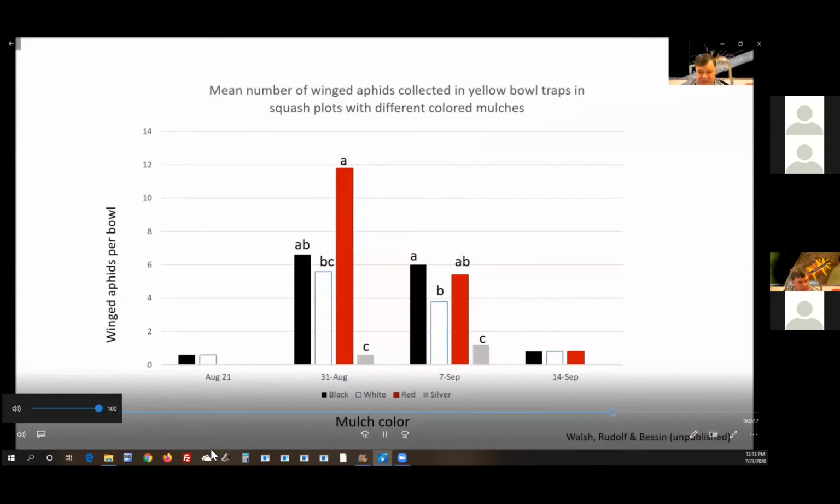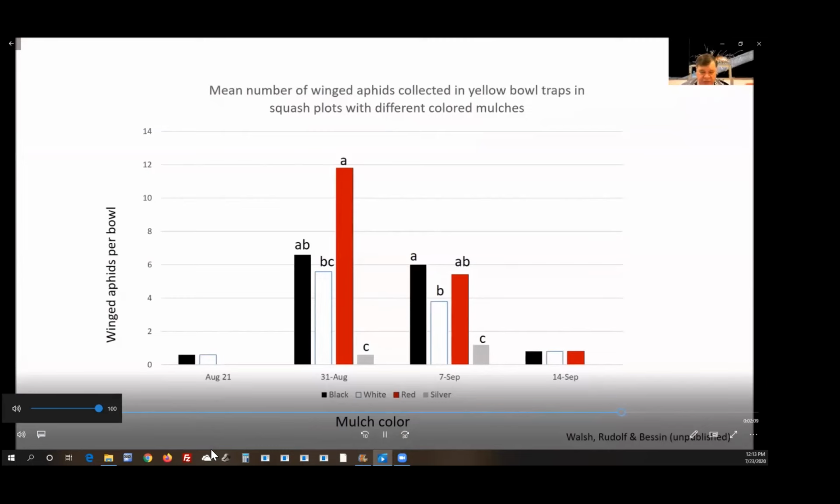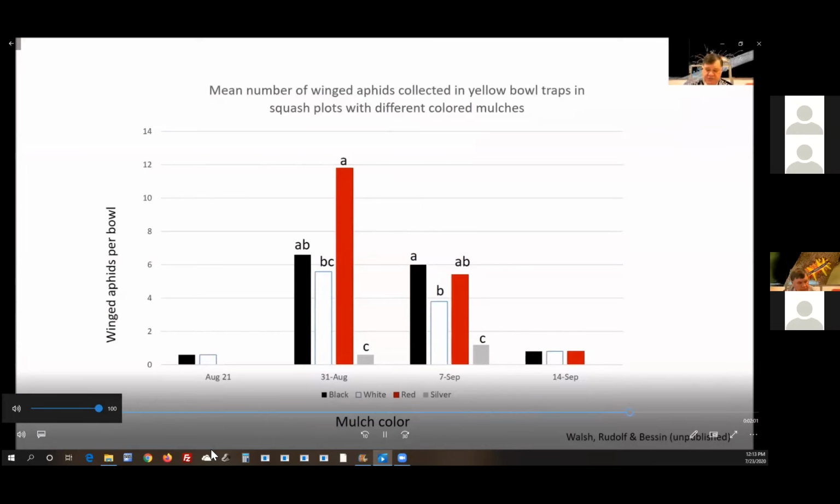And this is just some data from a couple of years ago showing different reflective mulches. The different bars reflect the color of the mulches. And you can see that the gray bars definitely had less winged aphids that were colonizing the plants during the first few weeks after transplant.